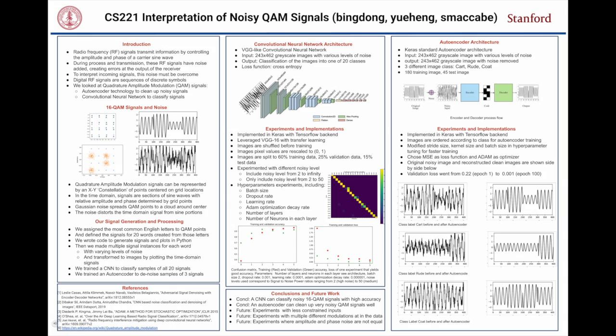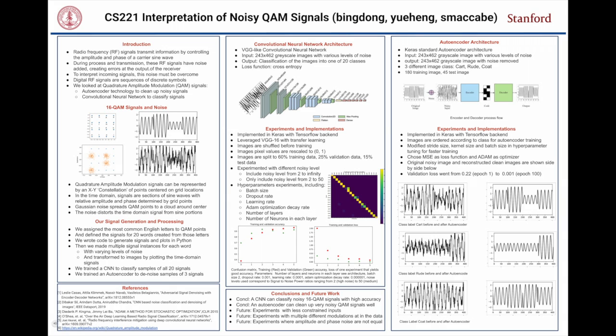We created a vocabulary of 20 different sequences of 4 QAM points to work with. To help with logistics, we assigned letters to QAM points and transmitted 20 different 4-letter words such as cart, pike, and time. We generated multiple copies of each word with various noise levels for input to our neural network and classified into our 20-word vocabulary. For the autoencoder, we used 3 different words and trained the network to create clean versions of the noisy input signals. For the convolutional neural network, we leveraged the VGG16 architecture with transfer learning.